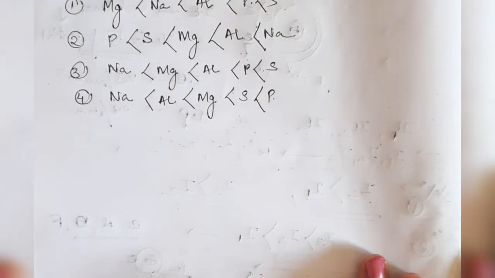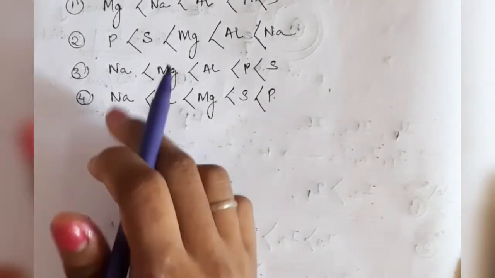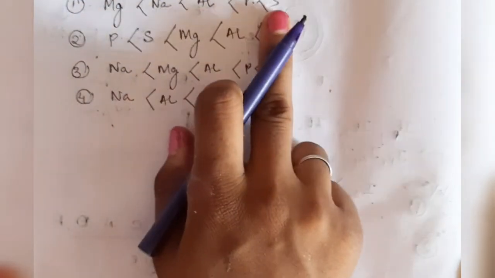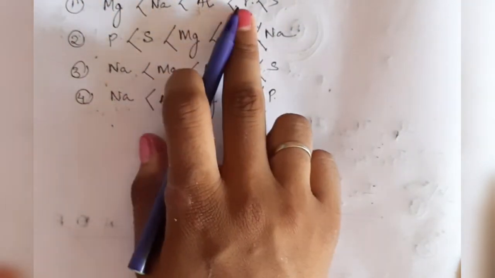Now we come to a very important question, which we will solve. The correct sequence of the first ionization energies of the following elements is: sodium, magnesium, aluminium, phosphorus and sulfur.